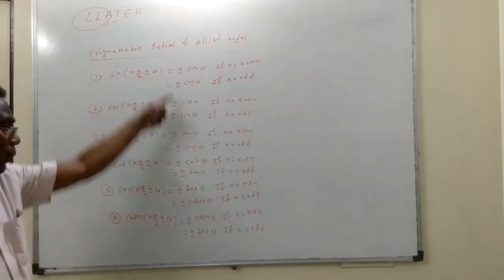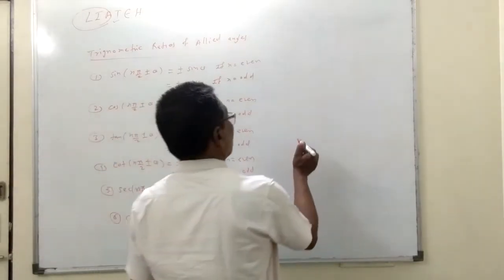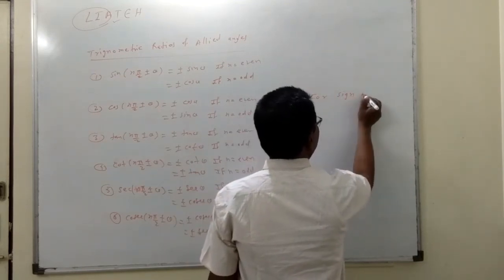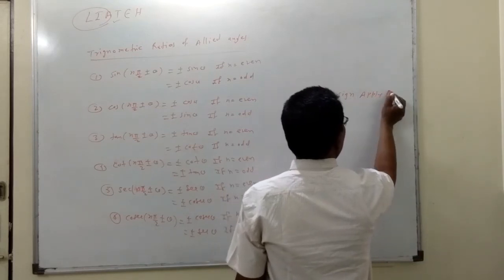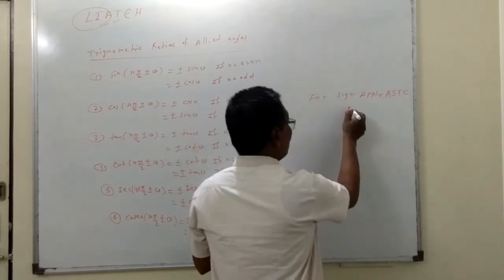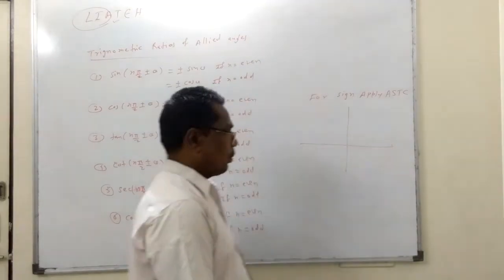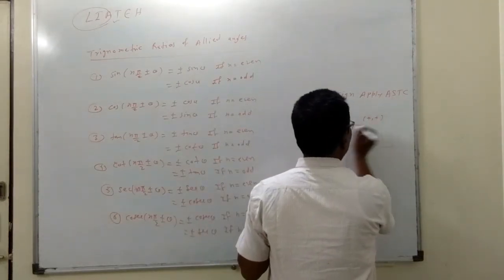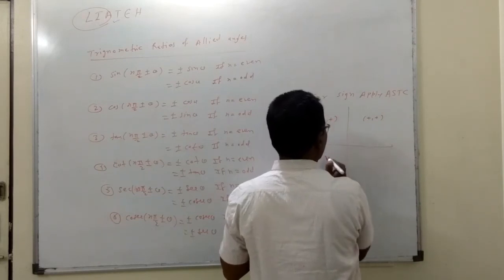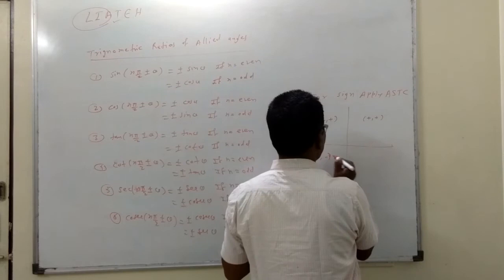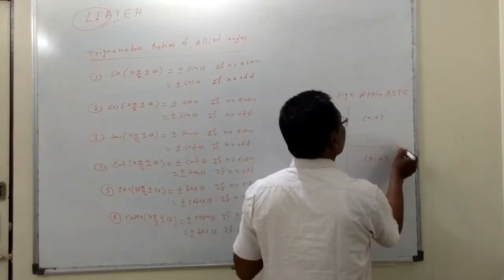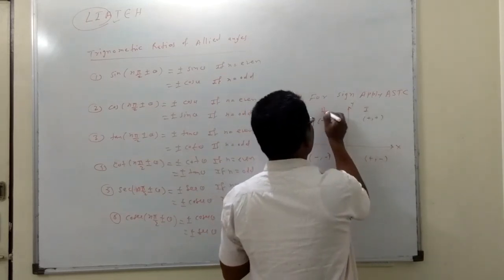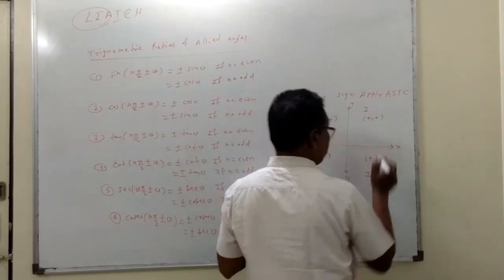Now here, whether the sign is taken plus or minus, for that we'll apply the rule ASTC. You know this: in the unit standard circle we have defined sin theta as the y coordinate and cos theta as the x coordinate. Here in the first quadrant both coordinates are positive. Here x is negative, y is positive, the second quadrant. In the third quadrant both are negative. In the fourth quadrant x is positive and y is negative. So this is the first quadrant, this is the second, this is the third, and this is the fourth quadrant.